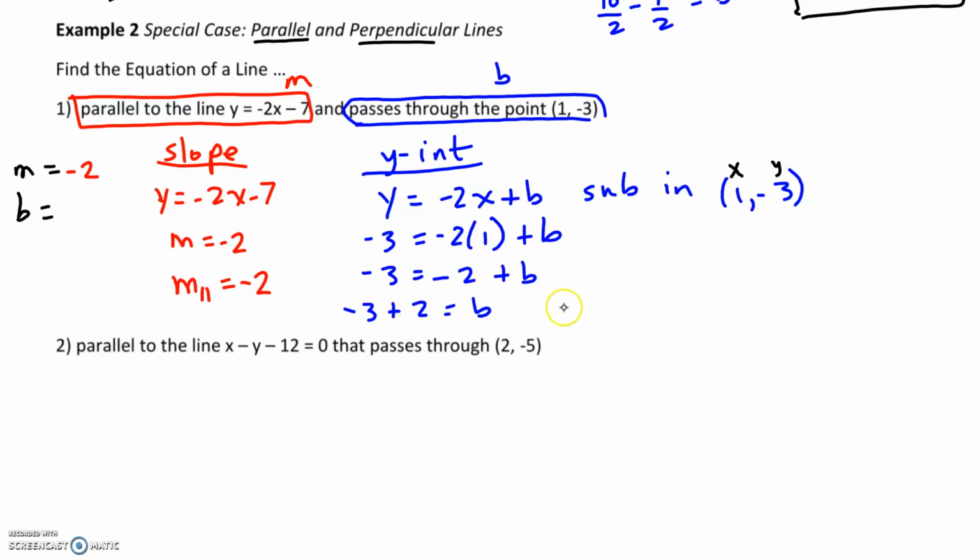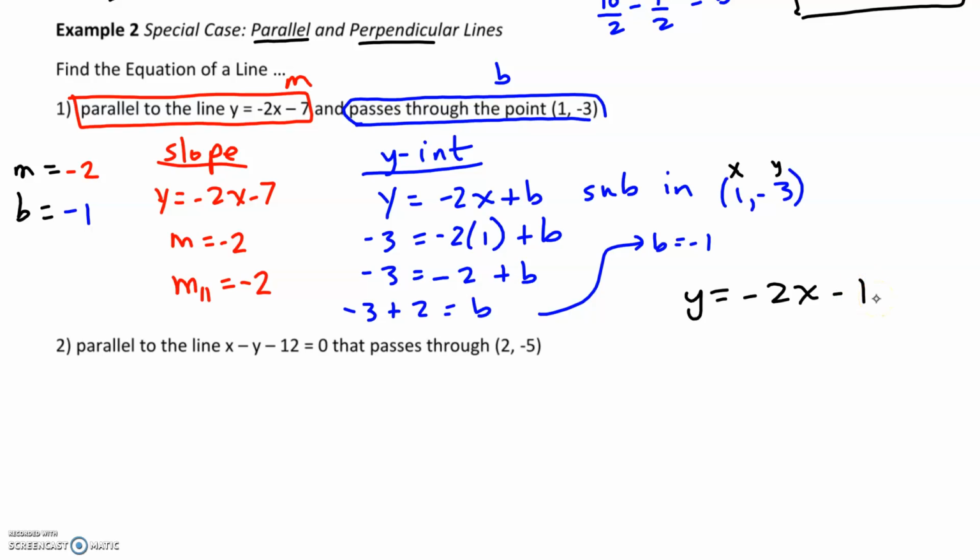-3 plus 2 will give me a -1. So b equals -1. So I have my b value, and now all I have to do is write the equation. So that would be y equals -2x minus 1.